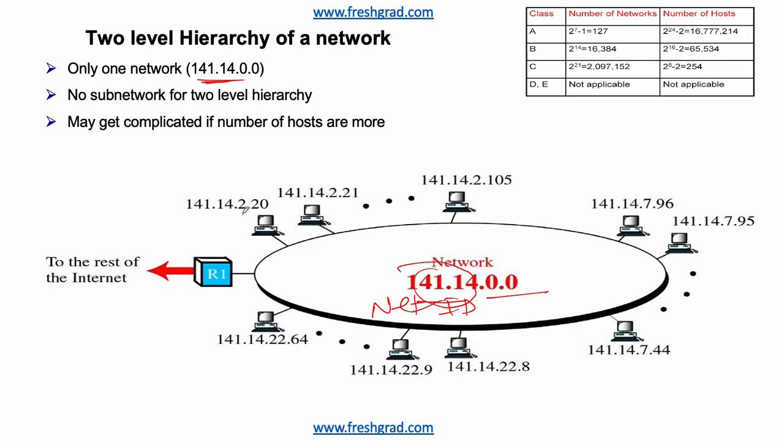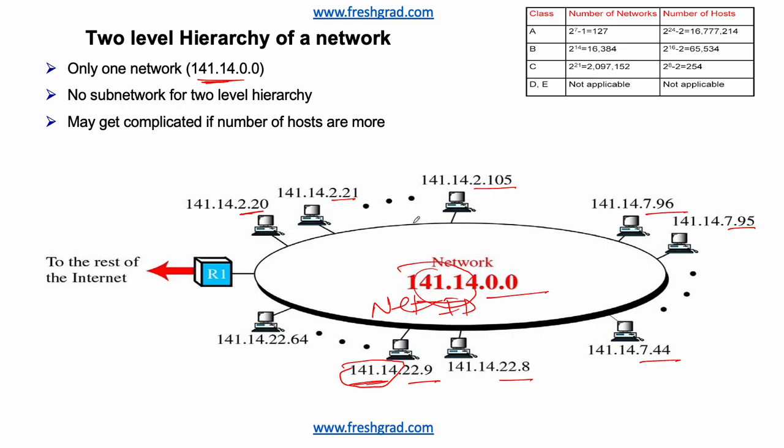So you see here it will change, right? 2.20, 2.21, 2.104, 105, 7.96, 7.95, 7.44, 22.8, 22.9. But what is common in everything here? The first two digits, 141.14, because that's our network ID. And you see it's more complex, right? It's more complicated to manage here.